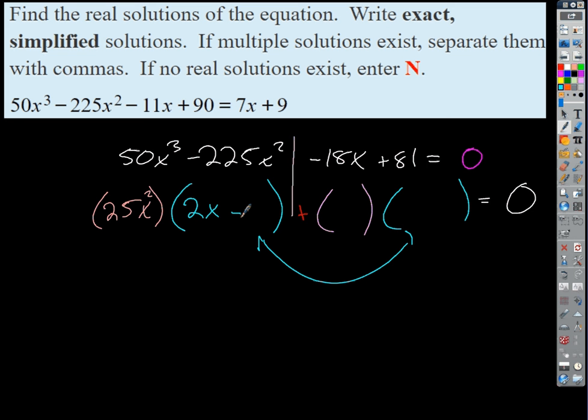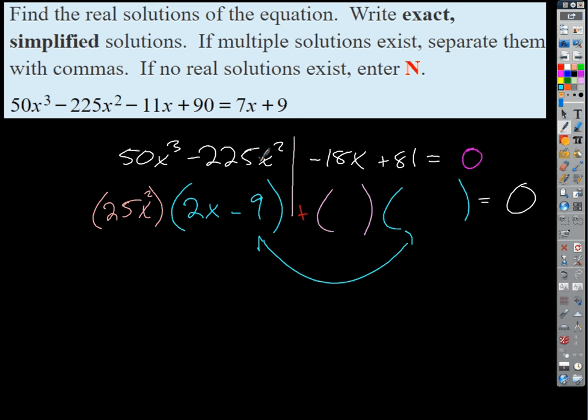Okay, 25 goes into 225 how many times? How many quarters are there in $2.25? 9, right? Good, 9. 4 quarters per dollar, and I got 1 extra one, right? So I'm going to get 9. So 9 times 25x squared would be 225x squared. So first group is done.